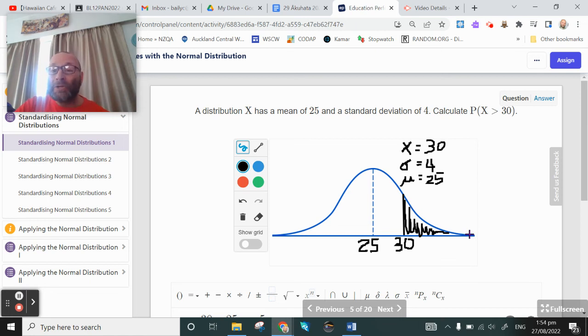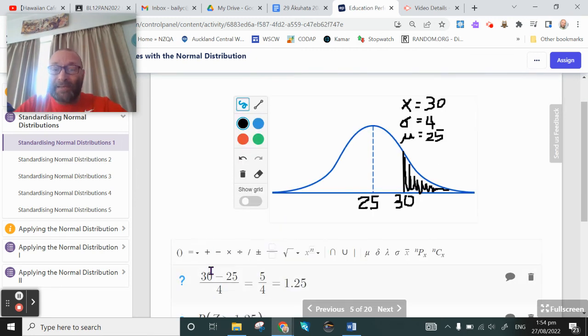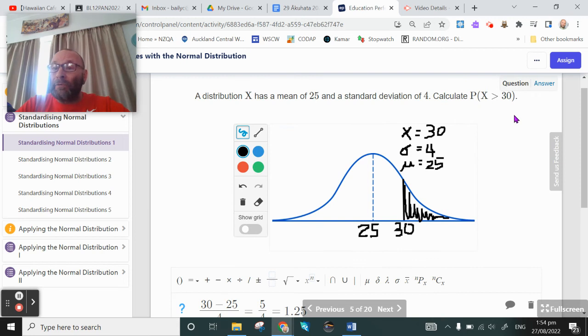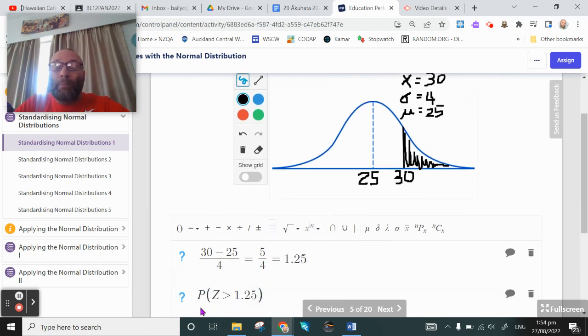So now we need to change the x value of 30 into a z value to be able to use our z table. So there's the formula we use. It's x minus the mean divided by 4. 30 minus 25 is 5 over 4, 1.25. So an x value of 30, when we change that to a z value, is 1.25 standard deviations above the mean. Now we can say the probability that x is greater than 30 is the same thing as the probability that z is greater than 1.25.